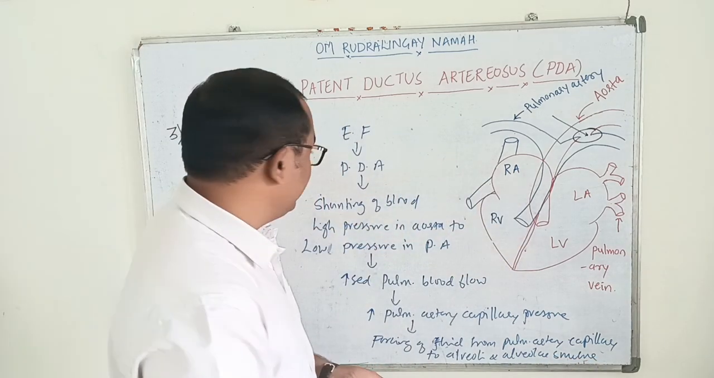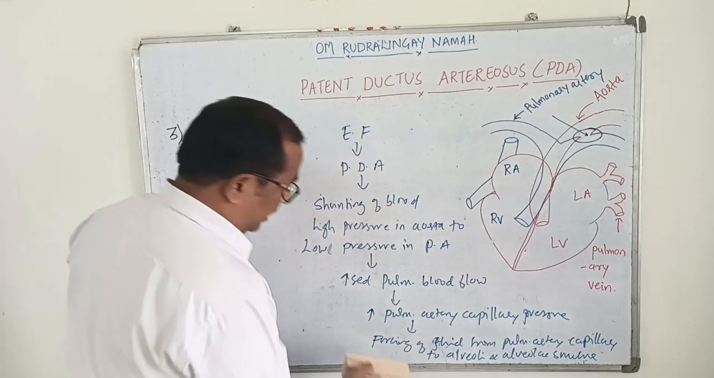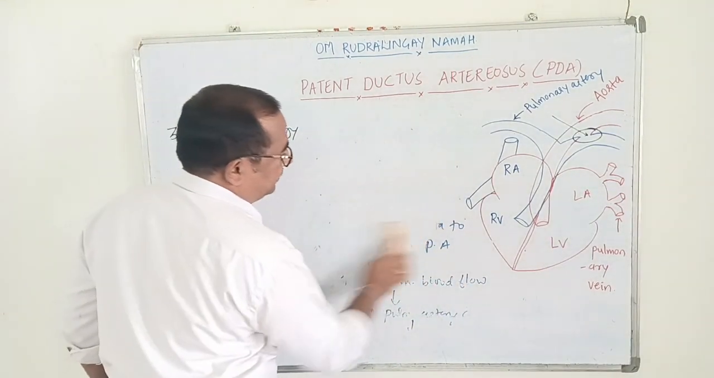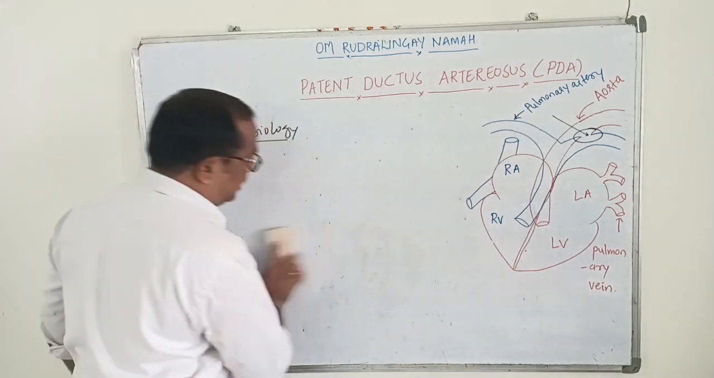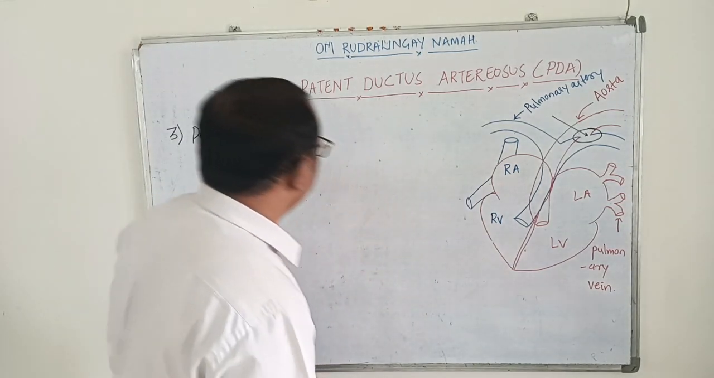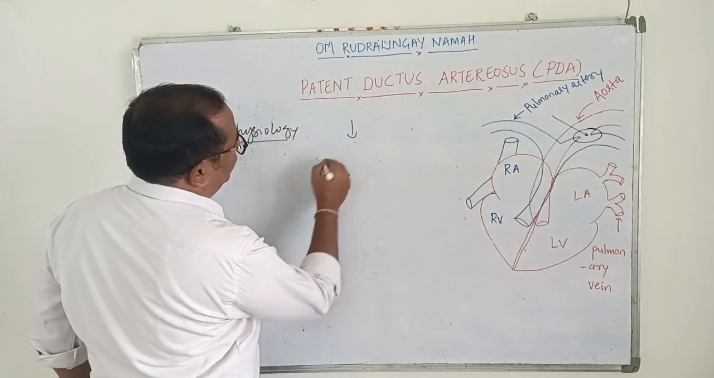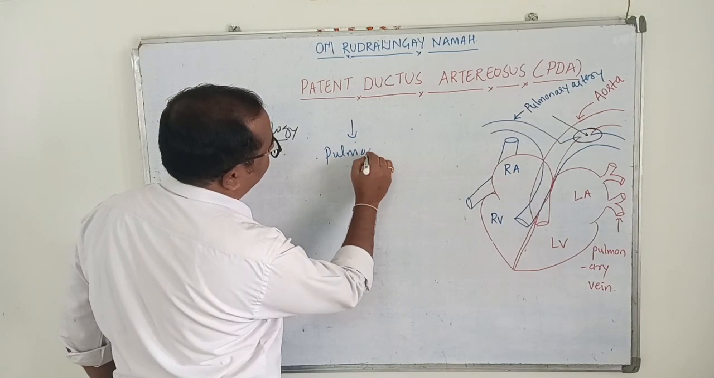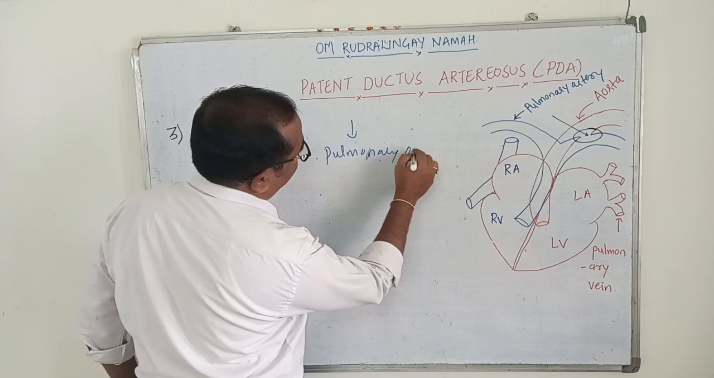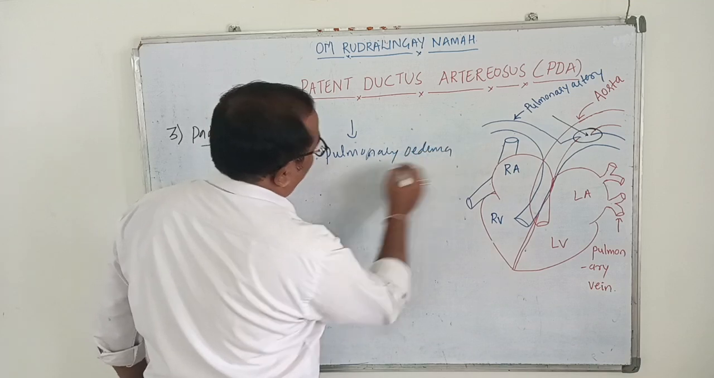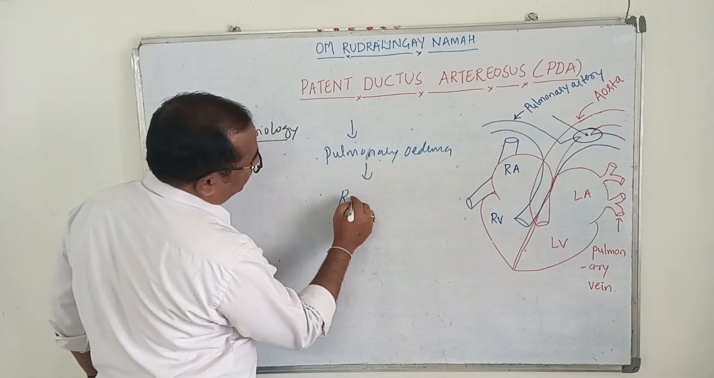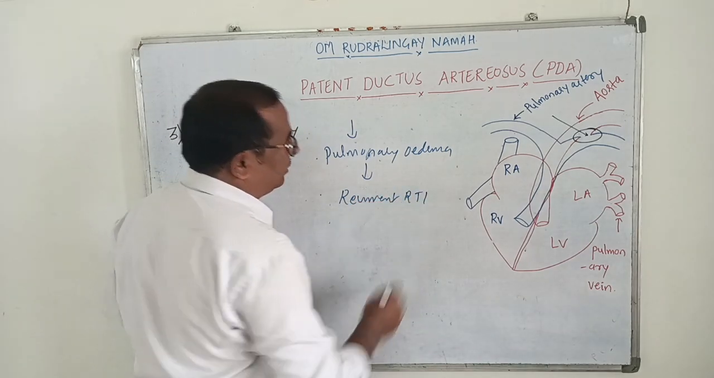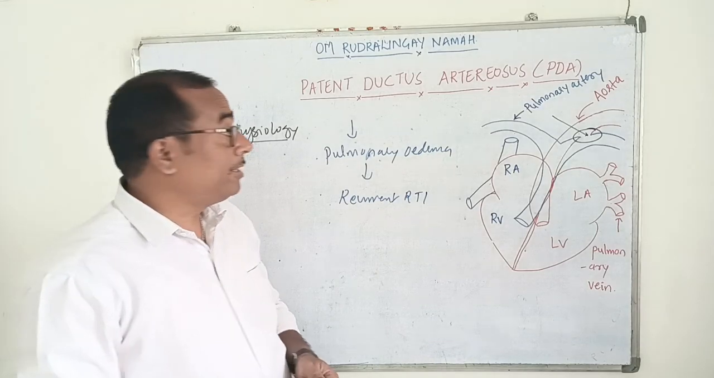So this will lead to what happens here. When there is a fluid shift from the pulmonary capillaries, there is a leakage of fluid into the alveoli and alveolar structures. That condition is known as pulmonary edema. The child will develop pulmonary edema. So this pulmonary edema will show recurrent respiratory tract infection. Okay, so this is the one-sided pathophysiology.